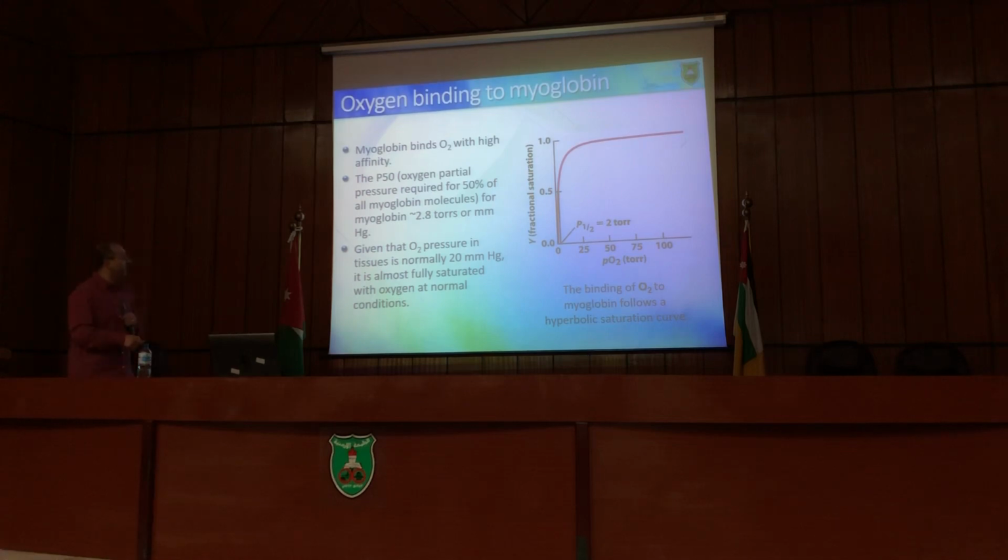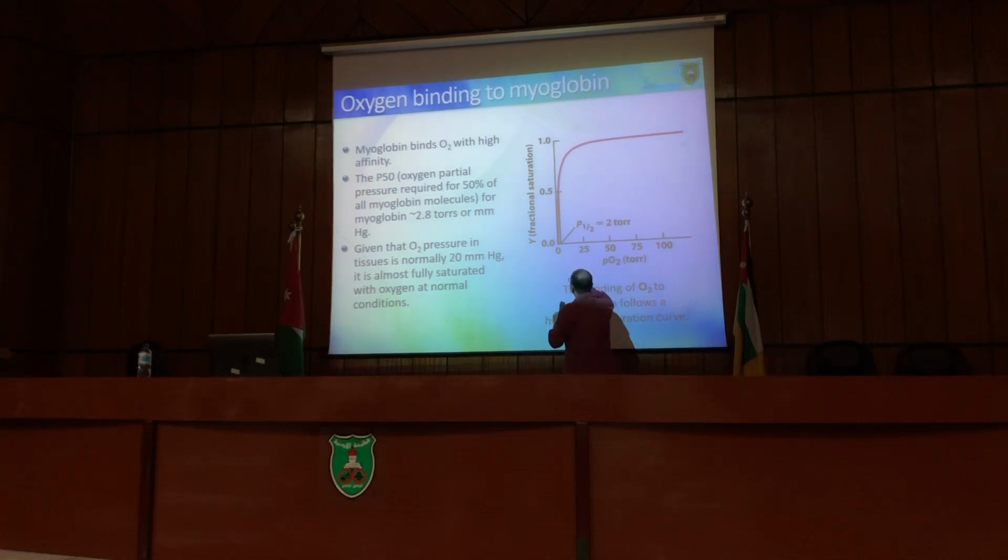So that's one. Now in peripheral tissues, the level of oxygen is about 20 to 30. Notice that at this level of oxygen, when the pressure of oxygen measured in torrs is about 20 to 30, almost 100% of myoglobin is still bound, saturated with oxygen. In lungs, the level of oxygen is about 100 torr. Again, 100% of myoglobin is saturated with oxygen.